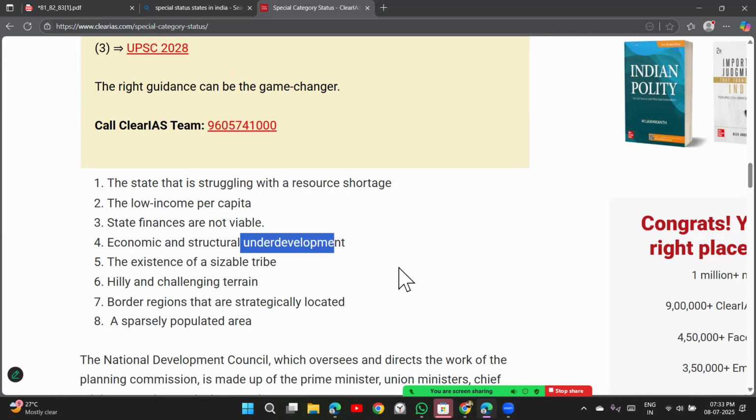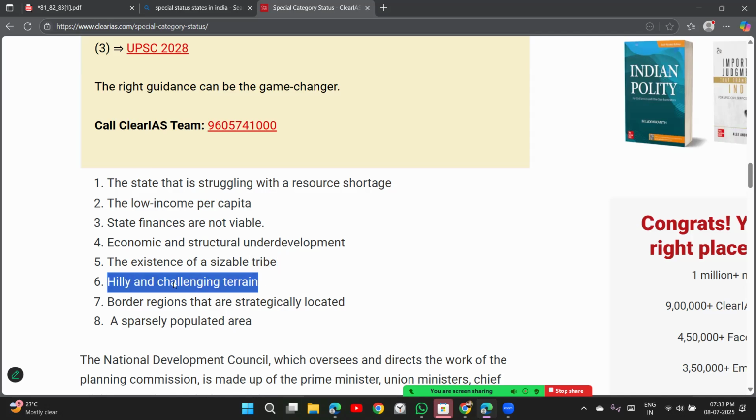And if there is structural underdevelopment, it means due to structural issues in the governance, maybe the patterns, maybe the people, I mean the sectors, existence of the tribes, maybe the sizable tribes based on the population of the tribes, and the hilly and challenging terrain. If the terrain is not good, then we can't lay proper roads, proper bridges, proper infrastructure will not be there, and that will hamper the development.